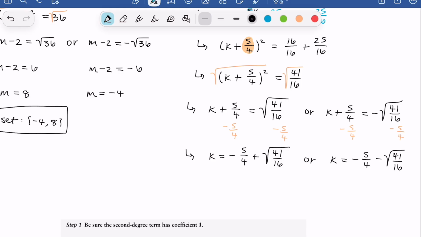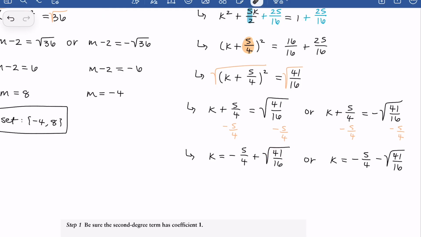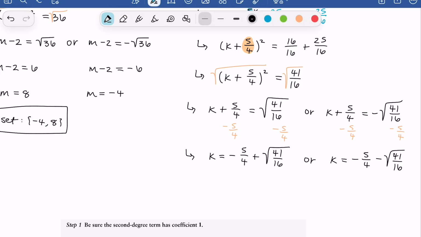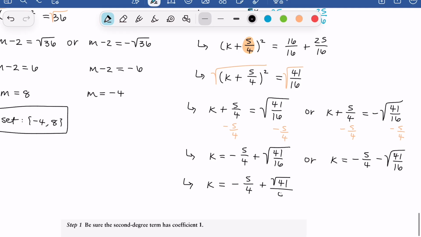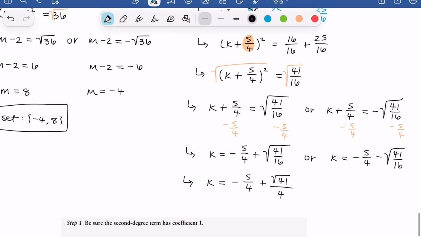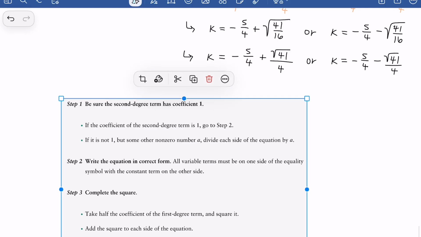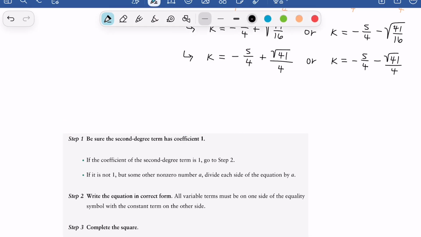Now we can go ahead and keep simplifying this here. Using our quotient rule for these two fractions, we're taking the square root of this quotient. So that's going to be the same thing as taking the square root of our numerator and denominator separately. So we're going to end up with minus 5 over 4 plus the square root of 41 over the square root of 16, which is also just 4. Similarly, we're going to have minus 5 over 4 minus the square root of 41 over the square root of 16, which again is 4. All right, so this would be our final answer here. I'm going to go ahead and move that down so we have more space.